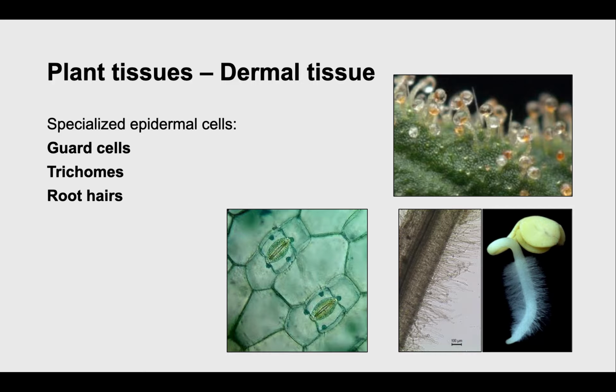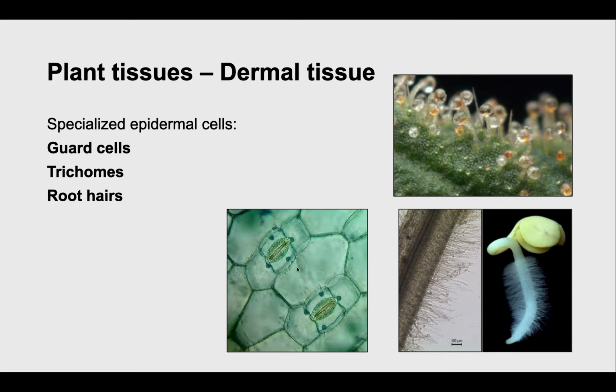All right, if we look at maybe some specialized epidermal cells, a common one that we will see on every plant that we ever look at is guard cells. These guard cells, pictured down here, kind of look like a mouth, right? There's two cells on either side, and that's what makes up the stomata. This is where gas exchange is occurring. Very specialized type of dermal tissue cells.